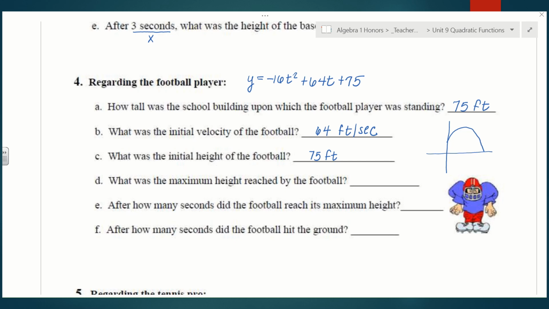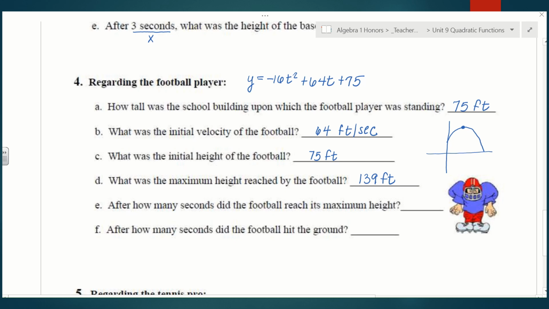Okay, so part D, what was the maximum height reached by the football? Just like we did in the last one, we're going to go into Menu, Analyze Graph, find maximum, do a lower bound, upper bound, and we are looking for the y coordinate of that point. The x coordinate tells us at what time the ball reached the maximum height, but I'm asked what the maximum height is, so that's the y coordinate. If you did it correctly, you should be getting 139 feet.